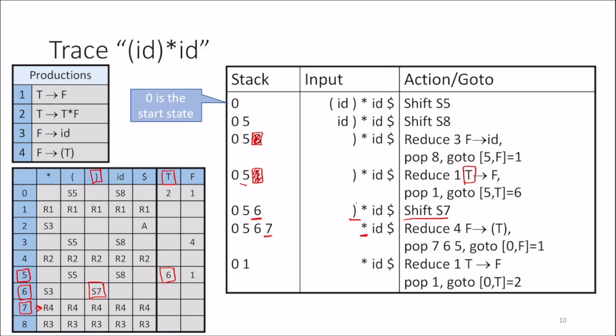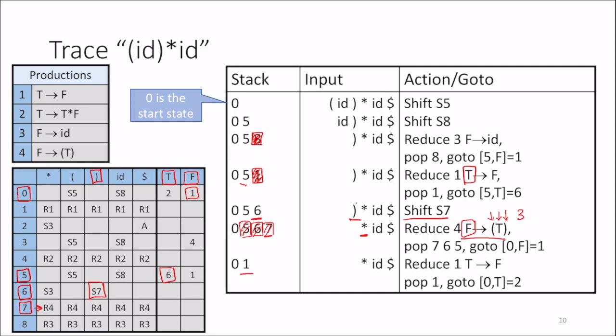Rule number 4 is F goes to open parenthesis, T, close parenthesis. You can see that there are 1, 2, 3 symbols on the right hand side. So what we're going to do is pop 3 symbols off the stack. The top 3 symbols are 5, 6, and 7. We pop them out. We end up with 0 on the top of the stack, and F is the left hand side of this rule. So we look up 0 and F. It says to push 1 onto the stack, so that's what we do.